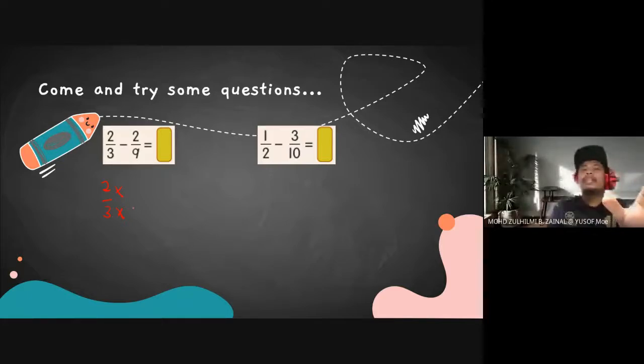Times with 3. Or try 2 first. Can it be 9? So 3 times 2 is what? 6. Can it be 9? No. So 3 times 3 is 9. So 3 times 3. If the bottom is times 3, the top is also times 3. Then what do you have? 6 over 9 as your answer.